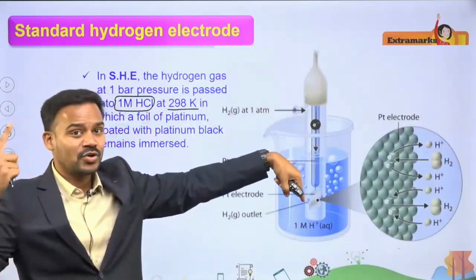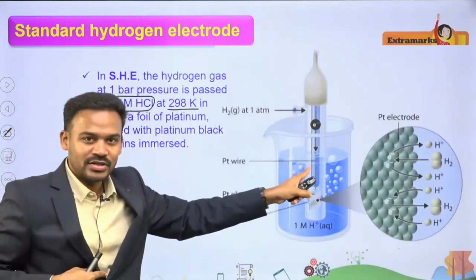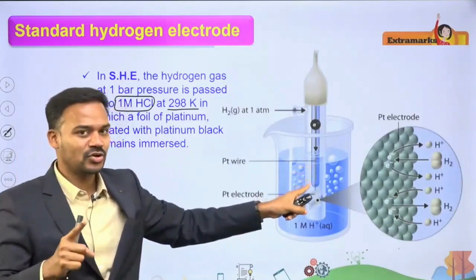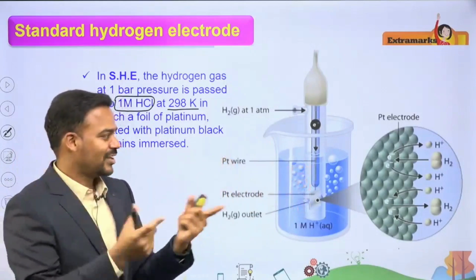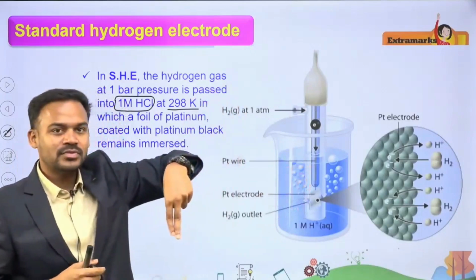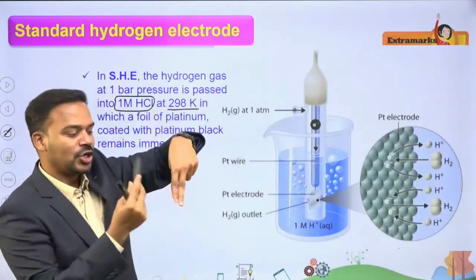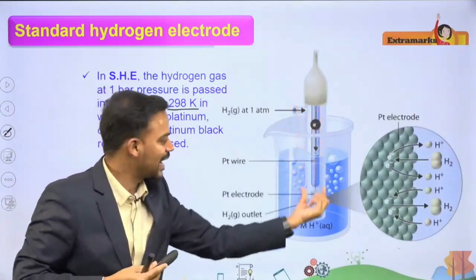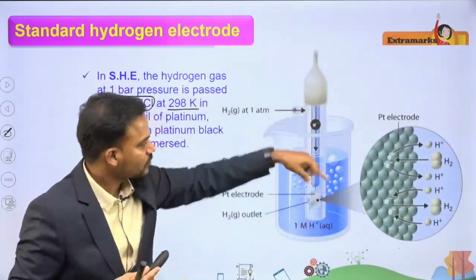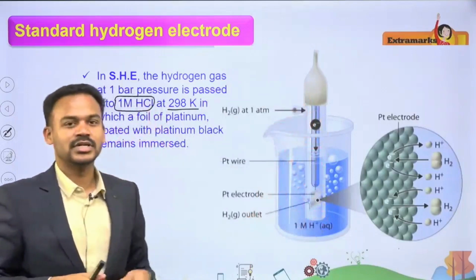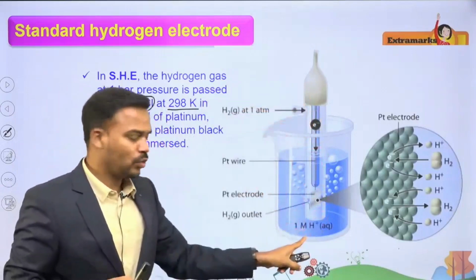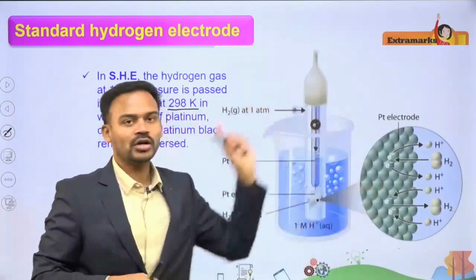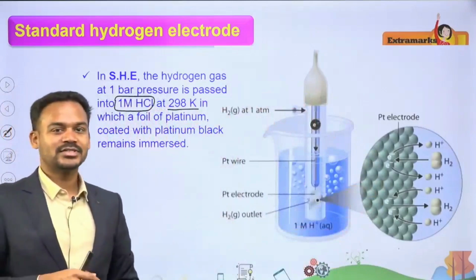I told you some gaseous electrodes are there, right? This is that gaseous electrode. Mostly you will come across the hydrogen electrode as the gaseous electrode, and it is a very special arrangement. You will have a platinum wire in a glass tube, and around this platinum wire you will have the hydrogen gas. That is your hydrogen electrode dipped in 1 molar aqueous solution at 298 Kelvin. So this is the arrangement of your SHE, the standard hydrogen electrode.